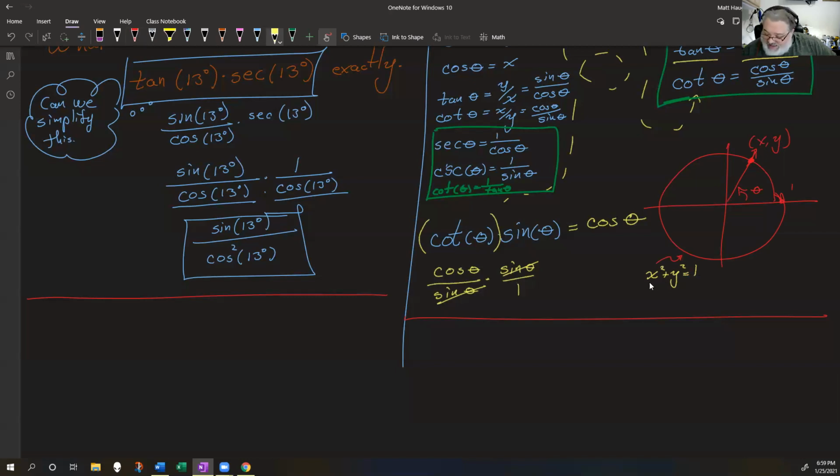But again, if our X value represents the cosine, and the Y value is our sine, then the cosine squared of our angle plus the sine squared of our angle should always equal 1.